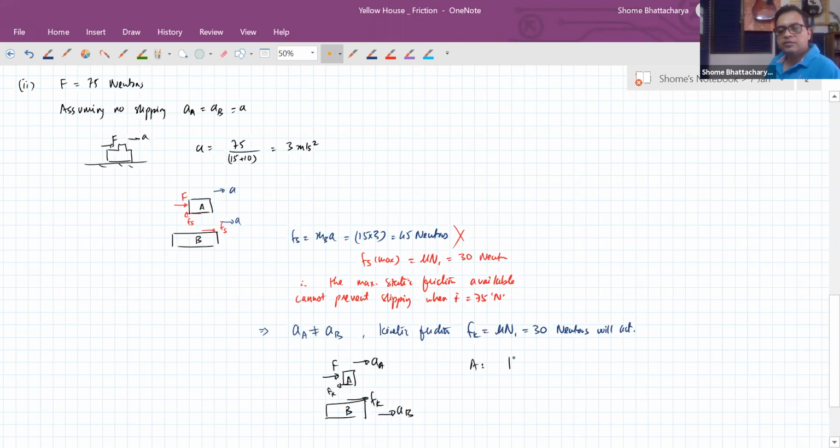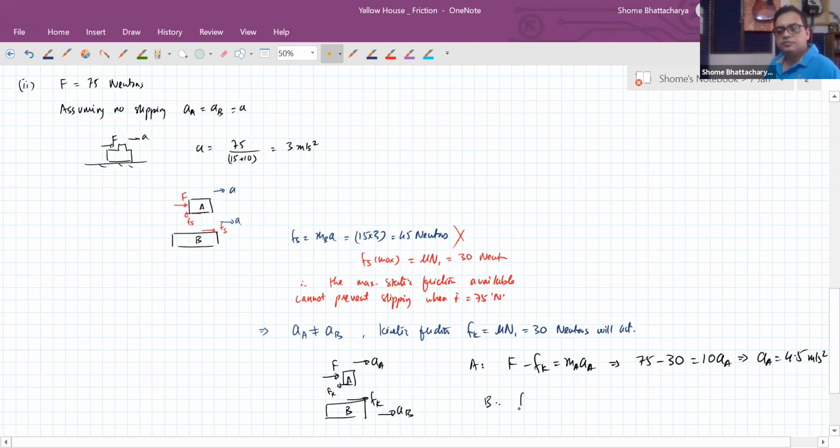So for A, we will have capital F minus kinetic friction is mass into acceleration. So we'll have 75 minus 30 is equal to 10 times acceleration of A. So we'll get this value as 4.5 meters per second square. And for B, so these will become the accelerations in this case.